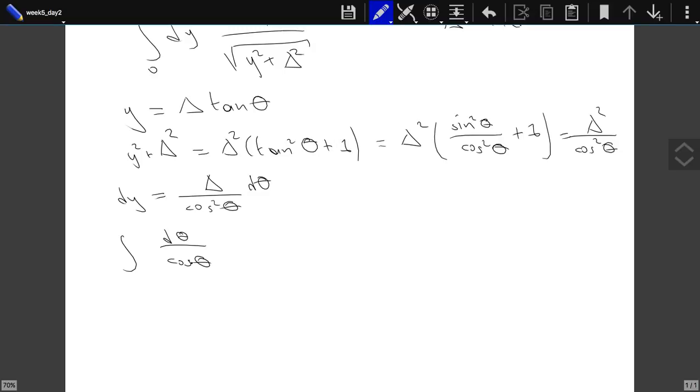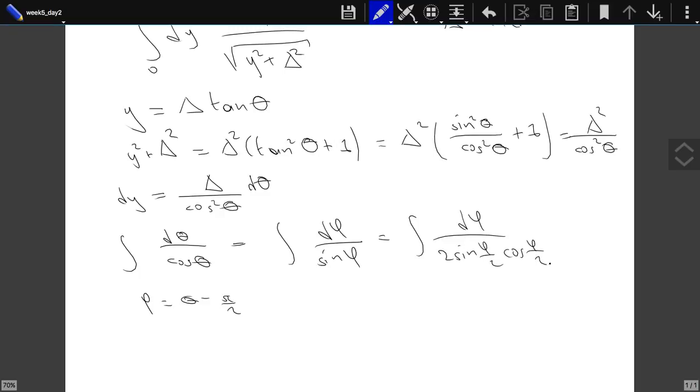Well, there are a couple of tricks you can do here. The one I personally like, I find it easy to remember, is to write this as d phi over sine phi. Just make a change of variables: phi is theta minus pi over 2, let's say. This is d phi over 2 sine phi over 2 cosine phi over 2.